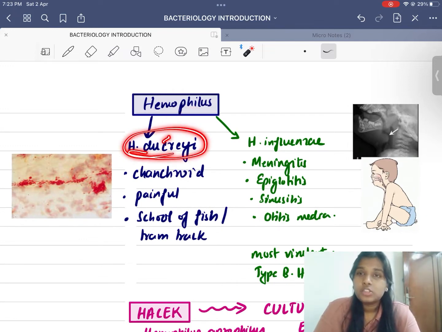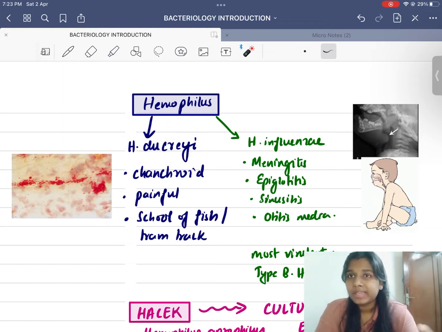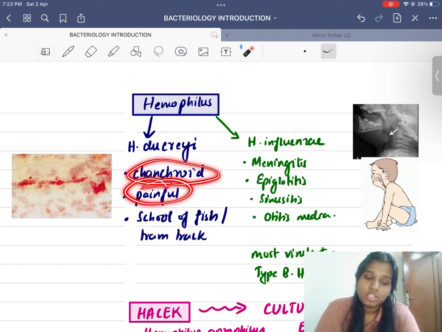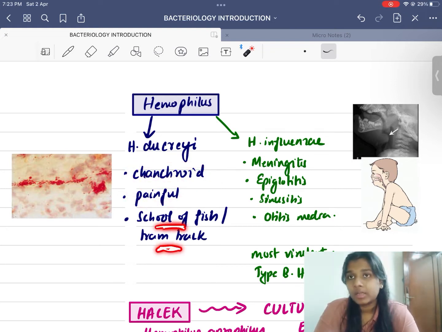Haemophilus ducreyi, it's paining. So it causes a painful ulcer. Painful ulcer is called chancroid. Now chancroid has the school of fish appearance or tram track appearance, right? School of fish or tram track.